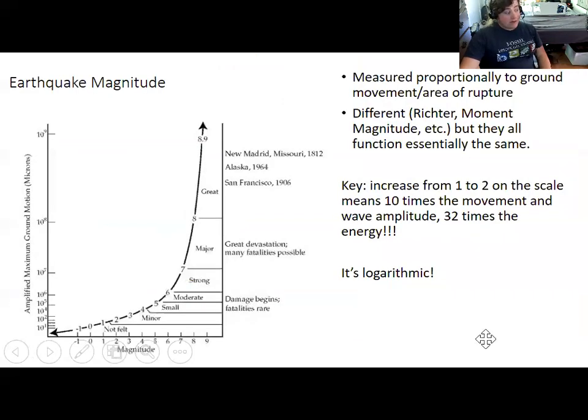I've alluded to earthquake magnitude before, and there's actually several different scales by which scientists measure magnitude, the same way that there are different scales that scientists use to measure temperature. You have degrees Fahrenheit, degrees Celsius, and then degrees Kelvin, which are based on the Celsius system, but defined relative to absolute zero. Earthquake magnitude is always pretty much measured proportionally to ground movement or the area that's ruptured. So the amount by which the ground is moving or the area that's being ruptured. And all of them are logarithmic.